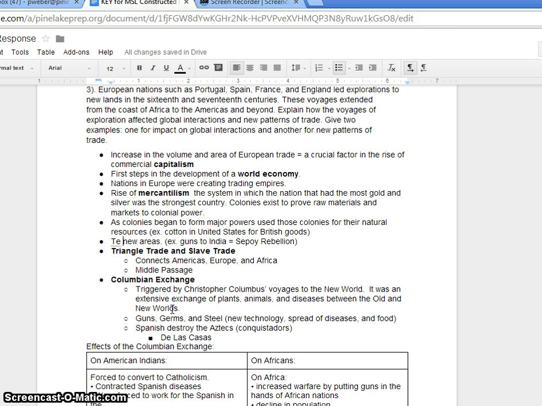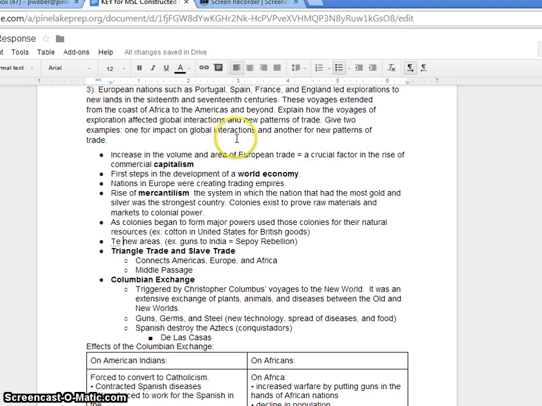Next, another effect on trade is the Columbian exchange. This is where there was an exchange of plants, animals, and diseases between the Old World, which was Europe, and the New World, which was the Americas.